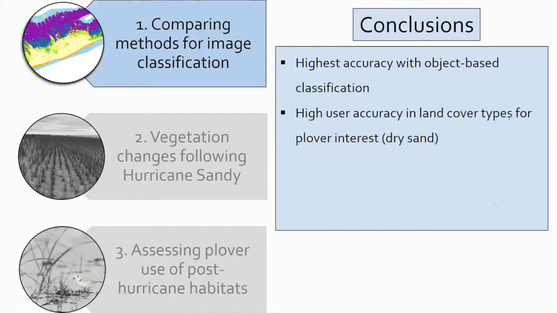So just to bring this all together, from the first chapter, we saw that the object-based classification approach had the highest overall accuracy, as well as high accuracy for these early successional habitats, which hopefully will be useful to other people who wish to carry out classifications.